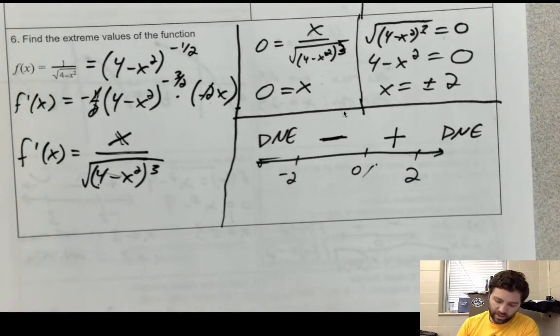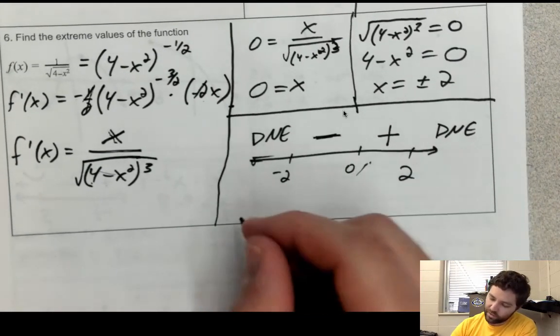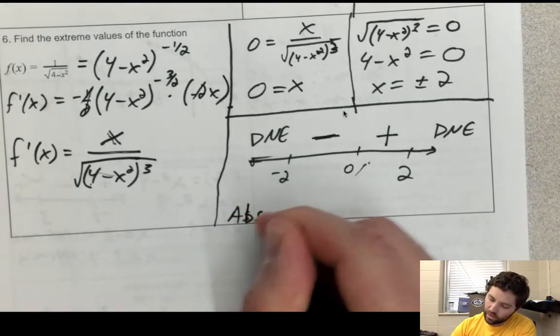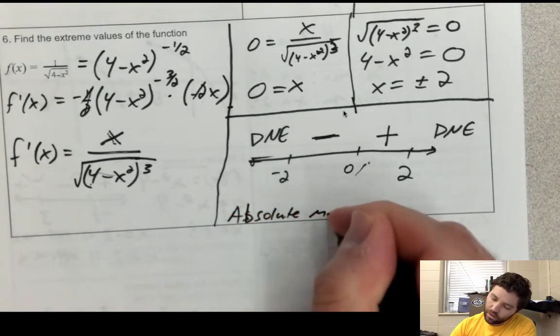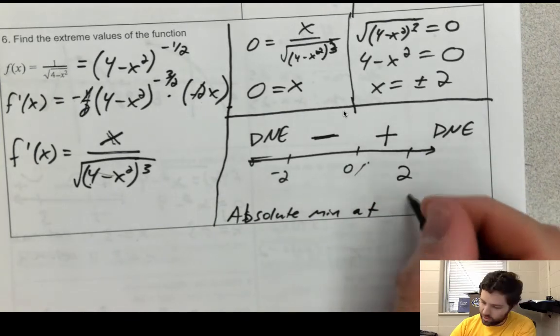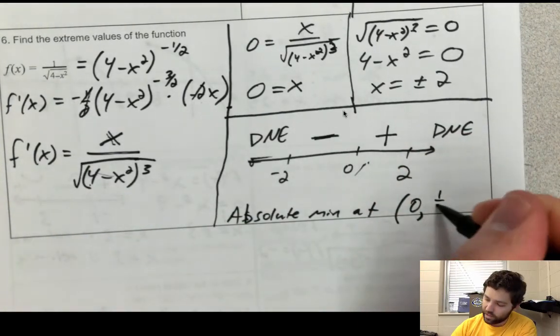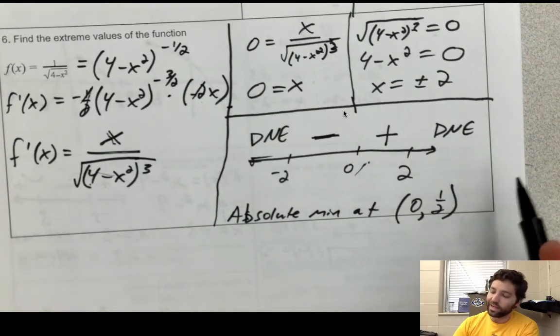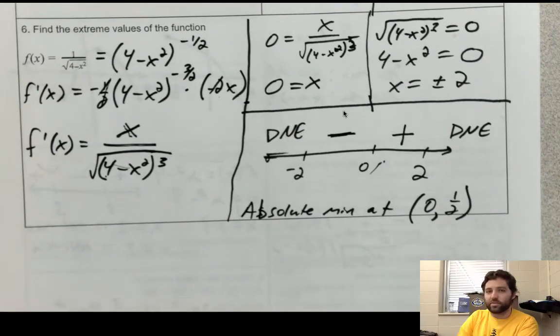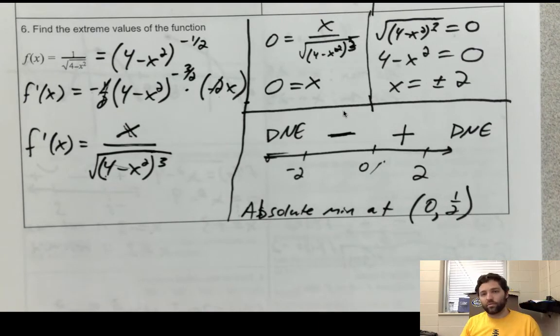Okay? So that tells me that I must have an absolute min at the point 0, comma, and when you plug in 0 up here, you'll get 1/2. So 0, 1/2. Okay? Again, how do you know it's not any other place, Mr. Cresswell? Well, that's because there's no place for an extreme value, a minimum or a maximum, to hide. It's either got to be at a critical point or an endpoint. There are no endpoints in this situation. So it has to be at 0.